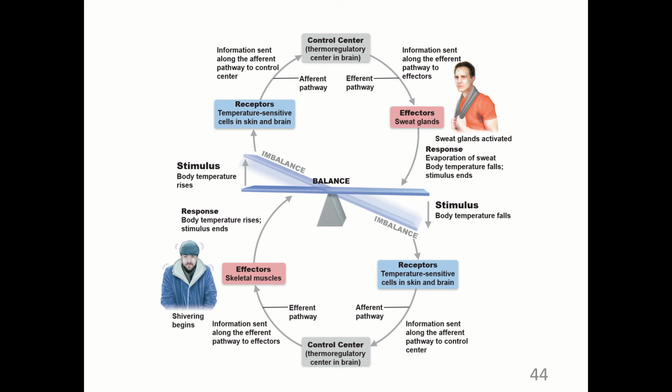In this example, temperature is the stimulus. When the body temperature rises, the receptors in the skin receive that information and send it to the control center, which is in the brain. The control center of the brain then decides the course of action to take and sends it to appropriate effectors. In this case, those are sweat glands.